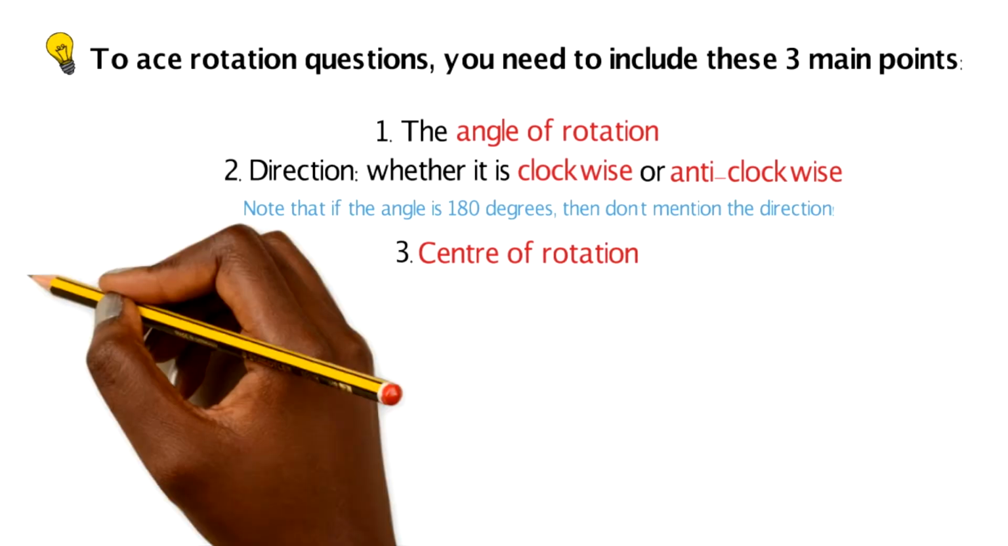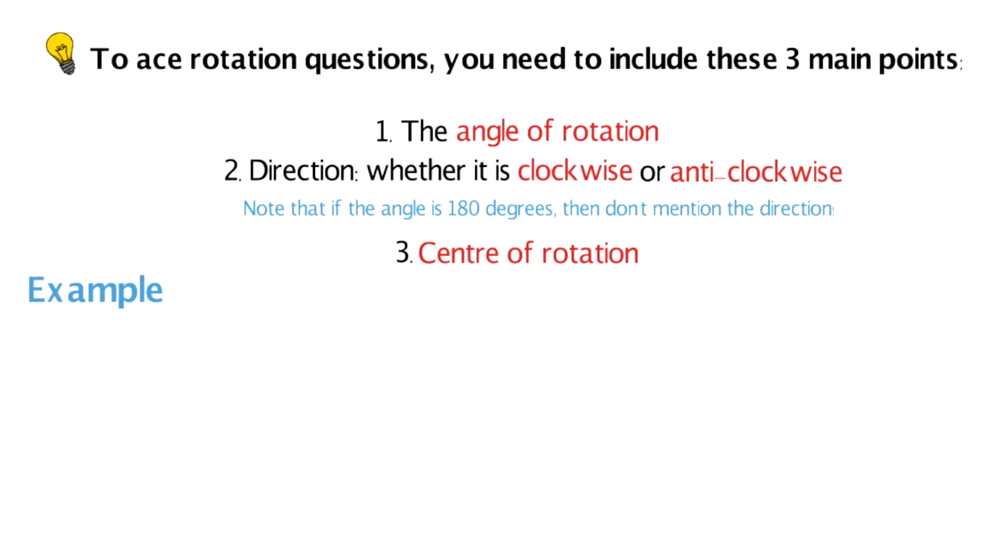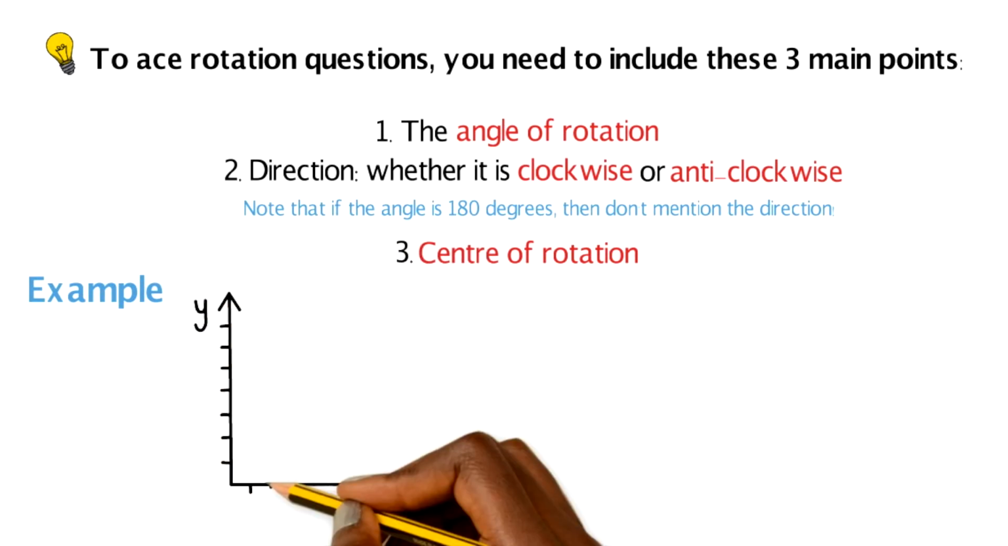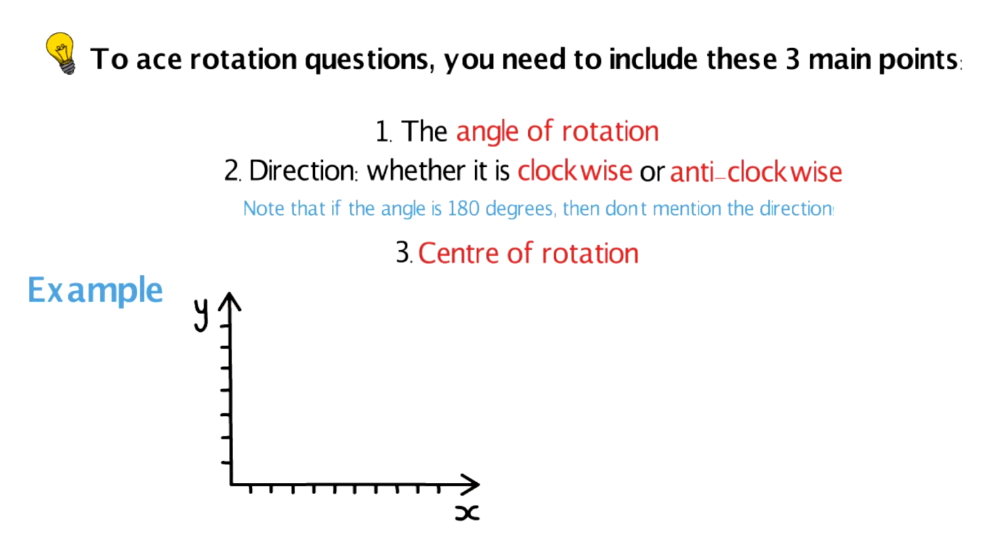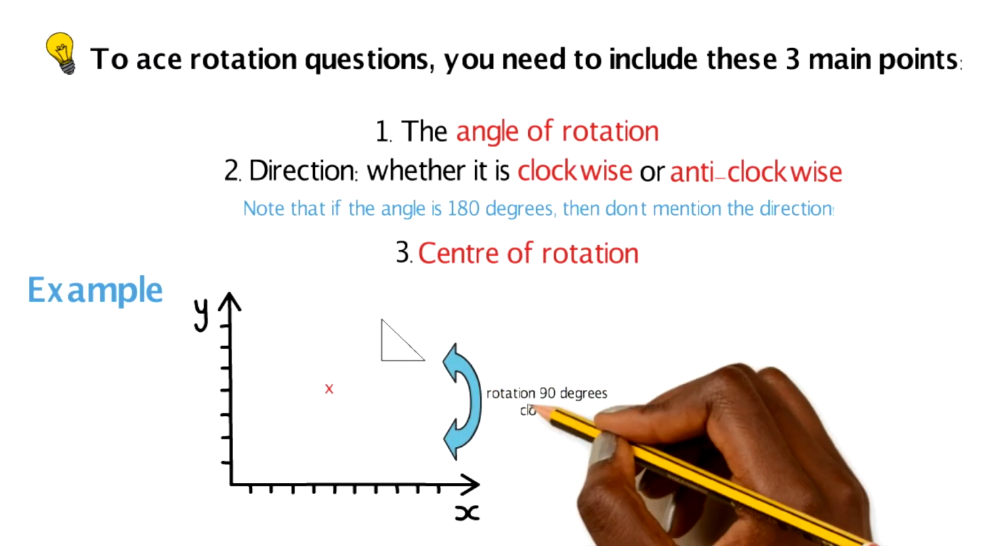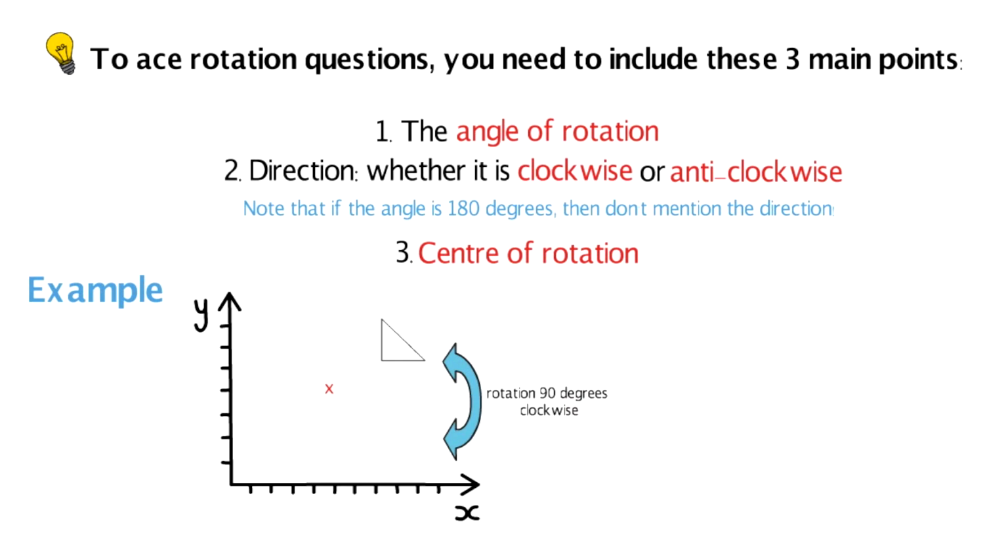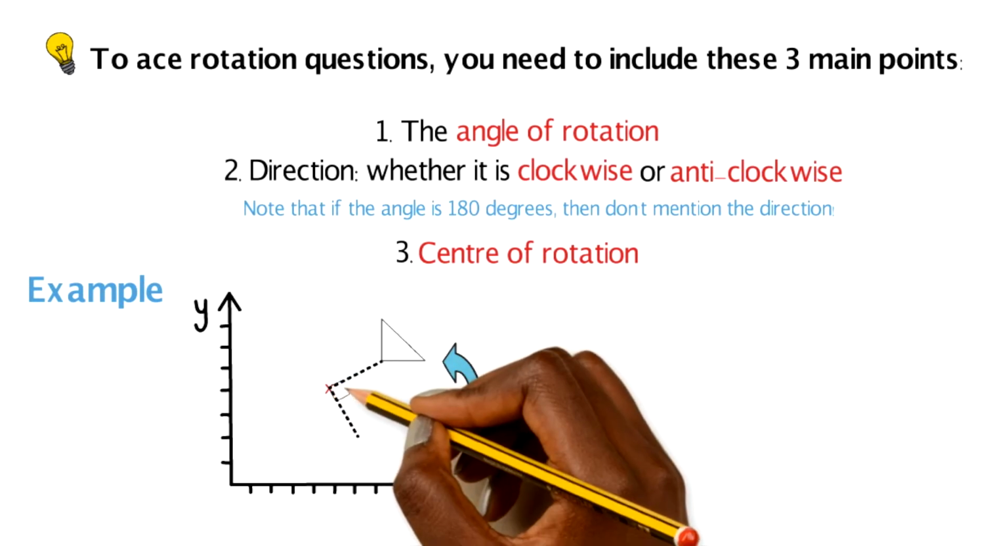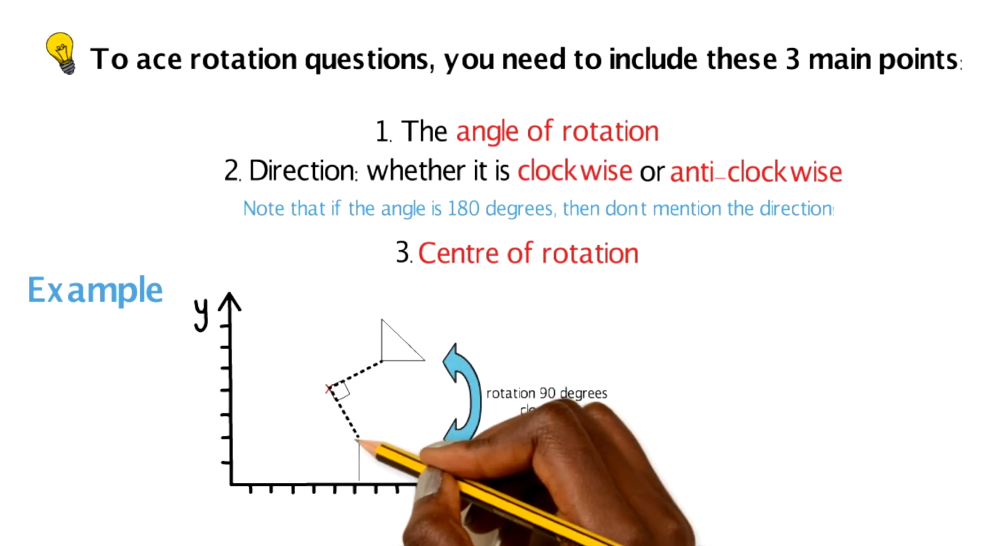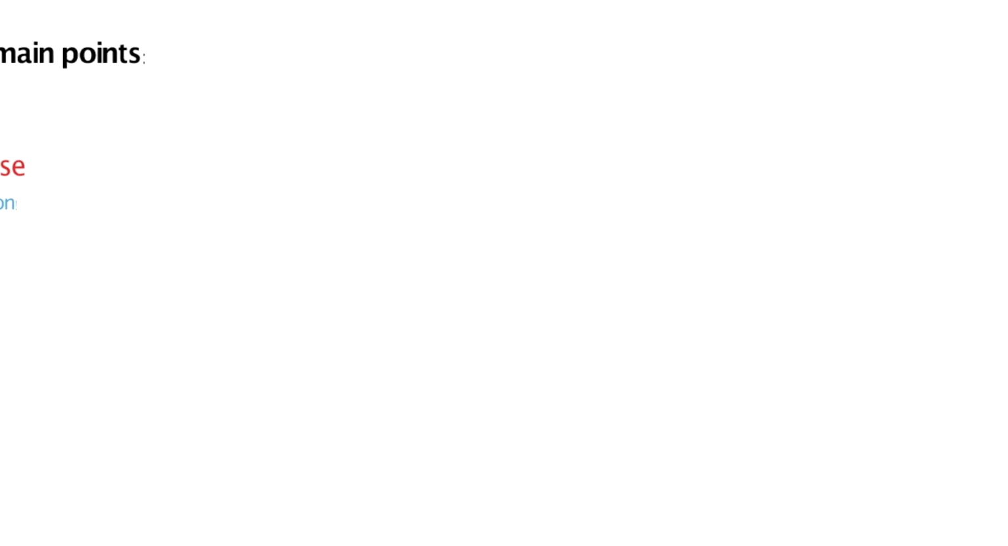So, for example, if we have a sketched graph like this, and let's say this point X is our center of rotation, and we have a right angle triangle. So in this specific example, we want to rotate this right angle triangle 90 degrees clockwise. So by doing that, you're going to mark from the center of rotation to a point on the triangle and form that 90 degrees angle. Then you would mark that same point there and draw the triangle from that point.